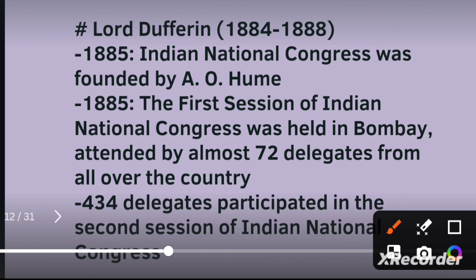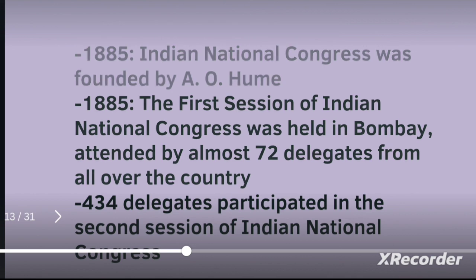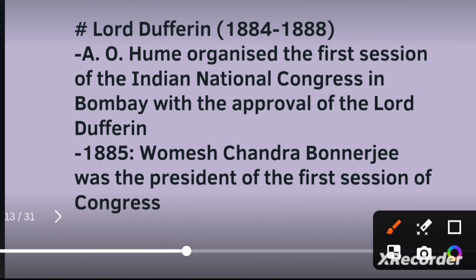Lord Dufferin, 1884 to 1888. 1885, Indian National Congress was founded by A.O. Hume. 1885, the first session of the Indian National Congress was held in Bombay. Almost 72 delegates from all over the country attended. 432 delegates participated in the second session. A.O. Hume organized the first session in Bombay with the approval of Lord Dufferin. 1885, Womesh Chandra Banerjee was president of the first session of the Congress.